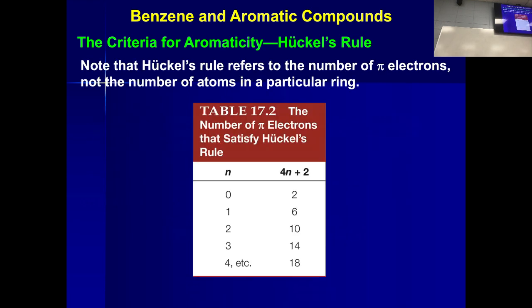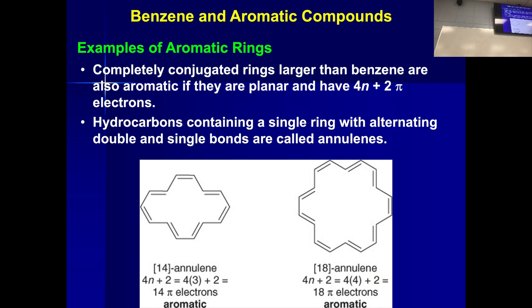Let's continue on. What you're going to find, if you want to have something to write in your notes as opposed to the equation, is that n can be 0, 1, 2, 3, etc. And if those are true, then you're going to have this many pi electrons: 2, 6, 10, 14, 18, and so on and so forth. So we can have aromatic molecules that have more than 6 pi electrons. That's what we're trying to say here. These molecules are examples of these.